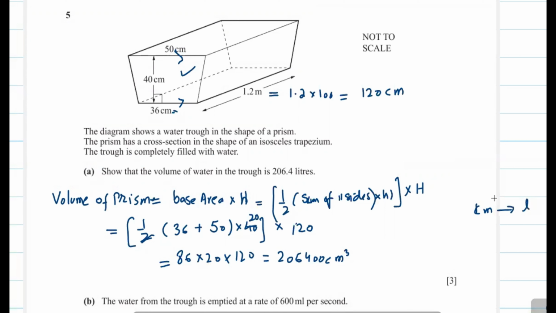You know the relationship between cubic centimeter and liter is 1000. When you convert cubic centimeter into liter, we divide by 1000, because we convert from a smaller to a bigger unit. You see here 1000 cubic centimeter is equal to 1 liter. Now we convert by dividing by 1000: 206,400 divided by 1000. Now you get 206 4/10, that's equal to 206.4 liter. And this is the proof.